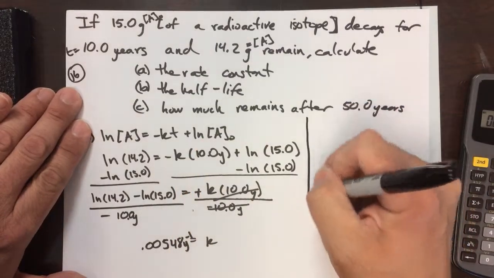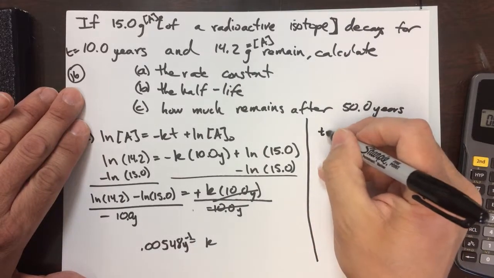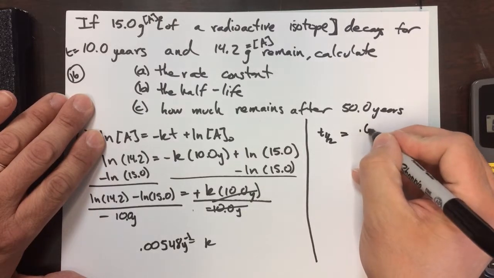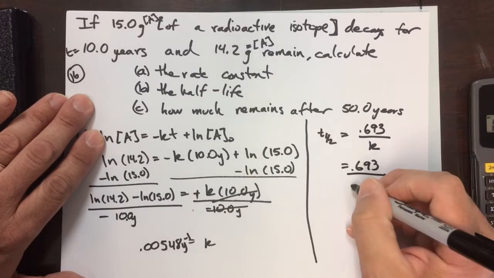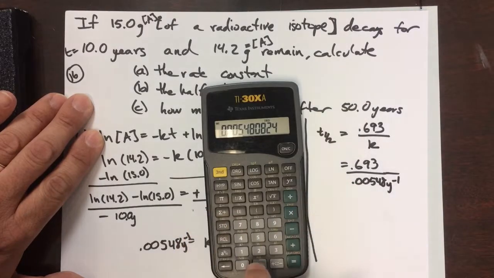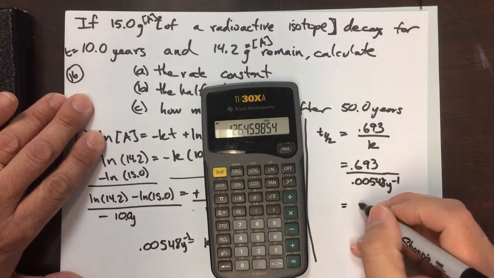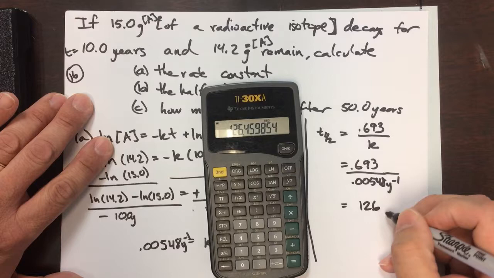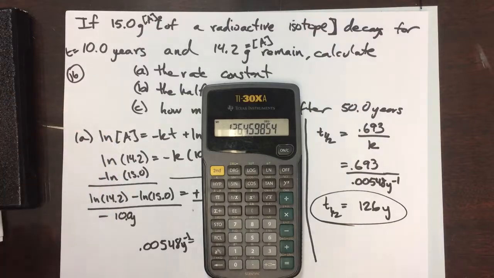So for the half-life, we're going to use the equation that we used in class for this. The half-life, which has this goofy T1 half symbol, is going to be 0.693 over K. So 0.693 divided by our K value, and that's going to give us 126. Notice that inverse years is in the denominator. When it comes to the numerator, that becomes years. So that's our T1 half. It makes sense that our half-life would be in years.